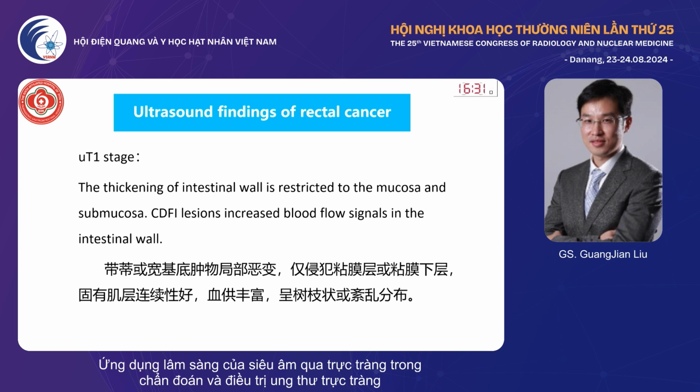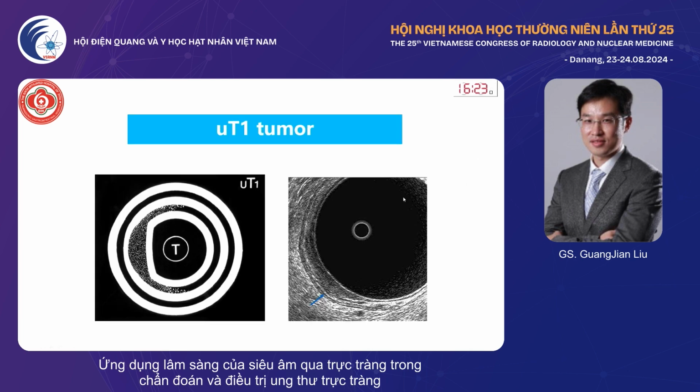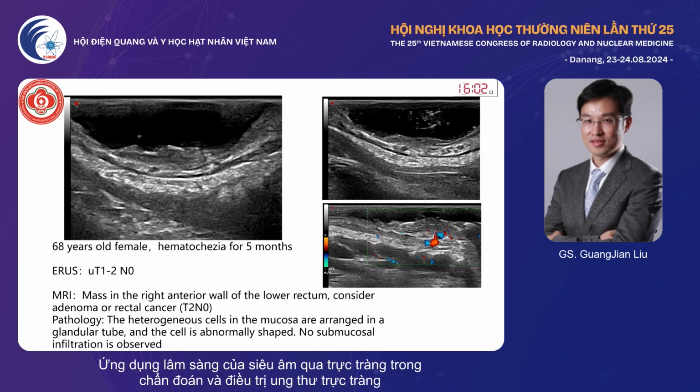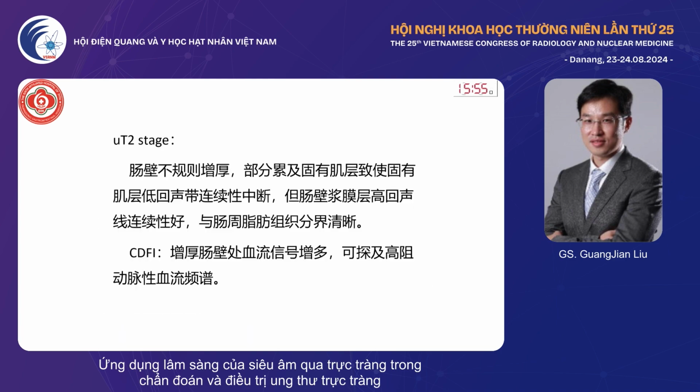On the ultrasound findings, we can see the tumor was restricted to the mucosa layer, just like this one. The mucosa layer thickness is increased, and the submucosa layer is clear. So this is the T1 stage. And this is the 3D image. We can see the hyperechoic submucosa layer is complete. So the lesion limited to the mucosa layer is a T1 stage. And this is another one, using the biplane probe.